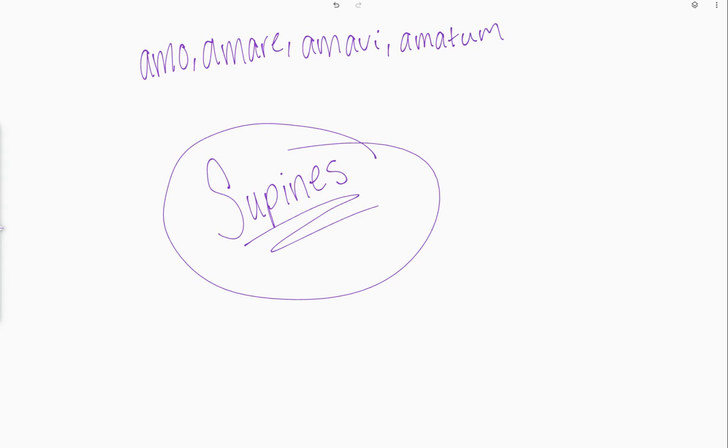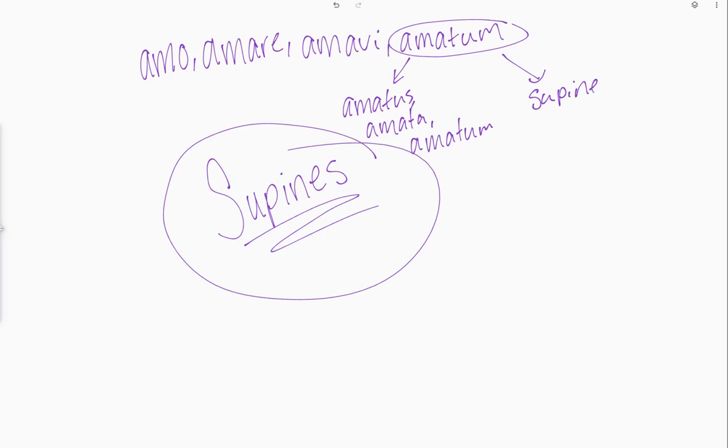Now we've always used the fourth principal part as your perfect passive participle when we use it as amatus, amata, amatum. However, amatum is actually something called a supine. So let's talk about how you would translate it. A supine is translated as a "to" form of the word, like an infinitive. However, it's not actually an infinitive.